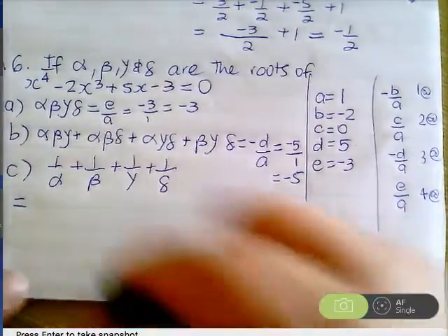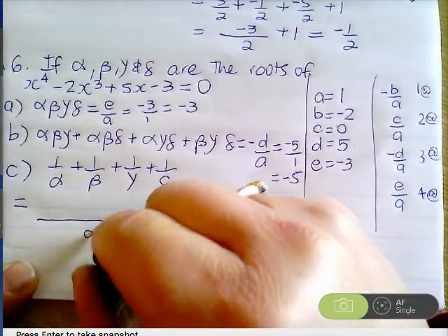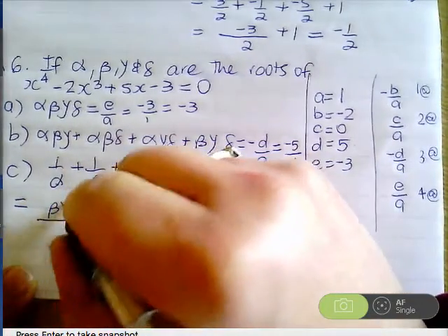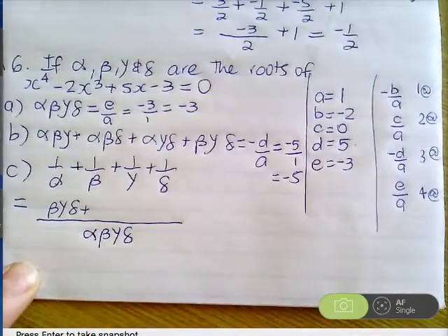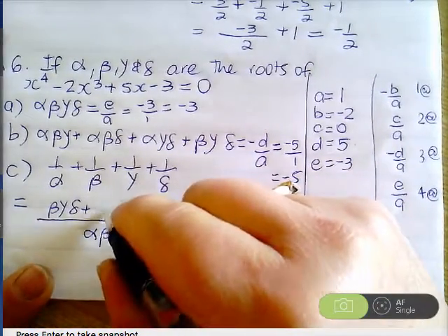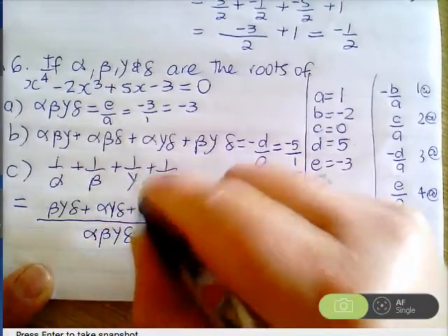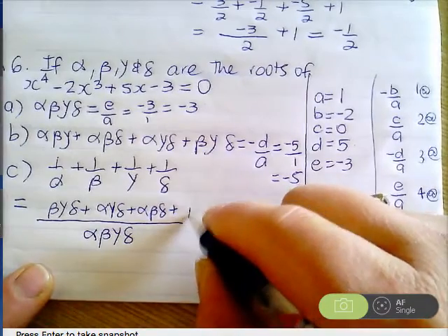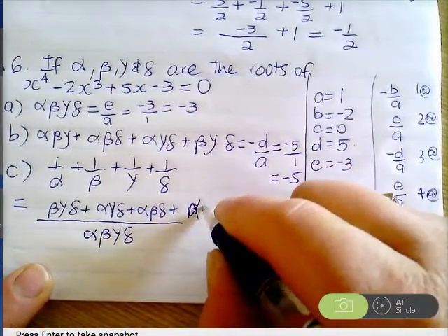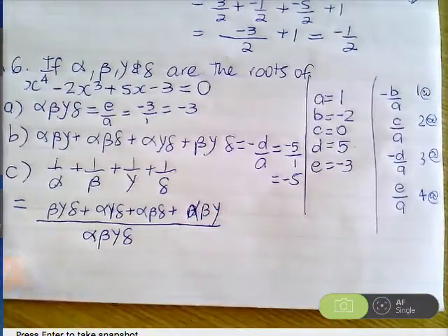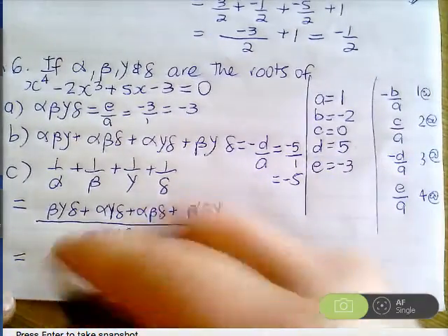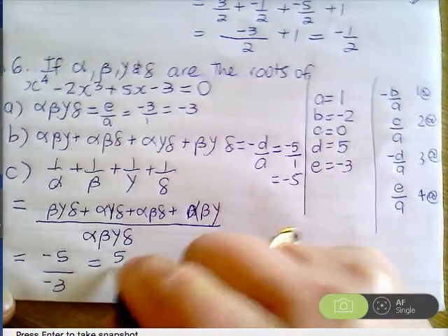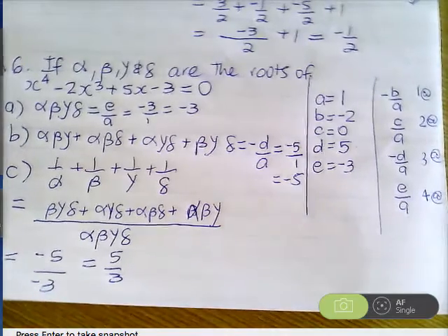C, you need a common denominator, and the denominator will be alpha, beta, gamma, delta. You know you're going to have the 3 that are missing there. Alpha, beta, gamma. So it's the 3 at a time result, negative 5 over negative 3. Good. Not too bad, but these are the easy ones.